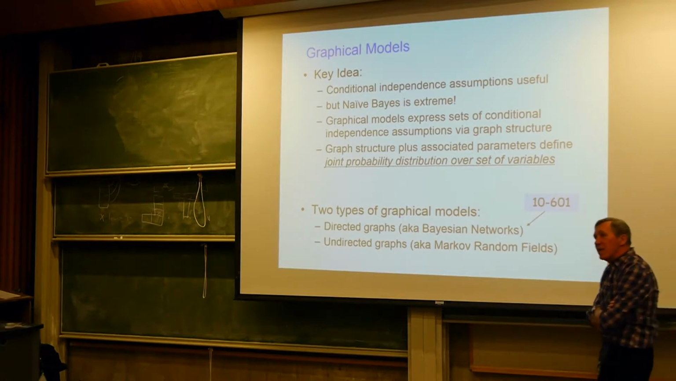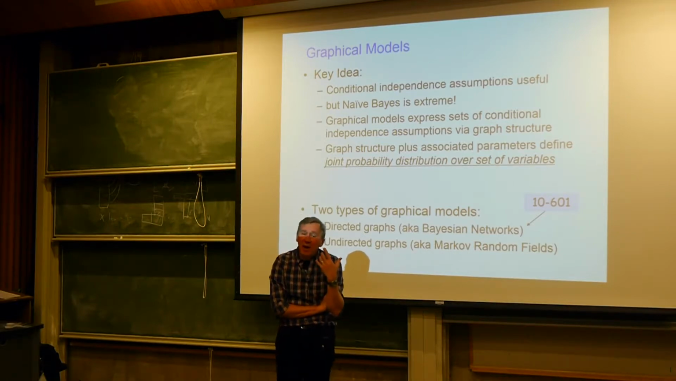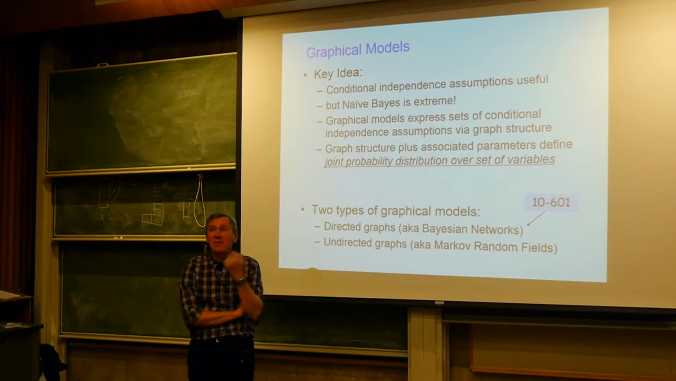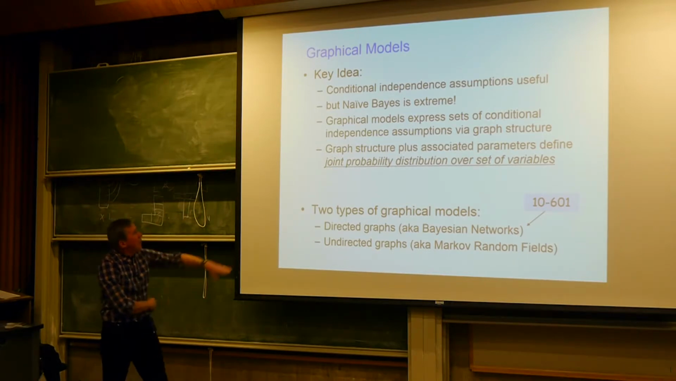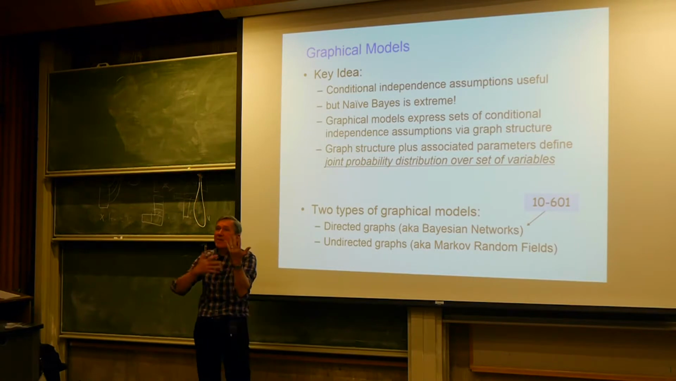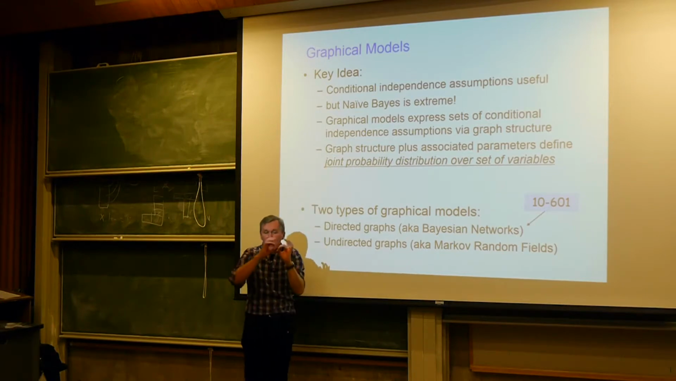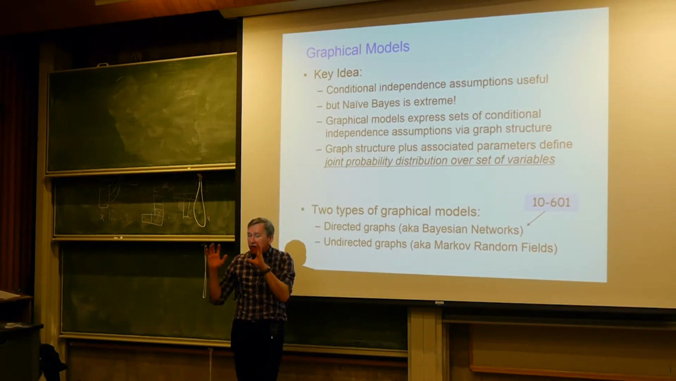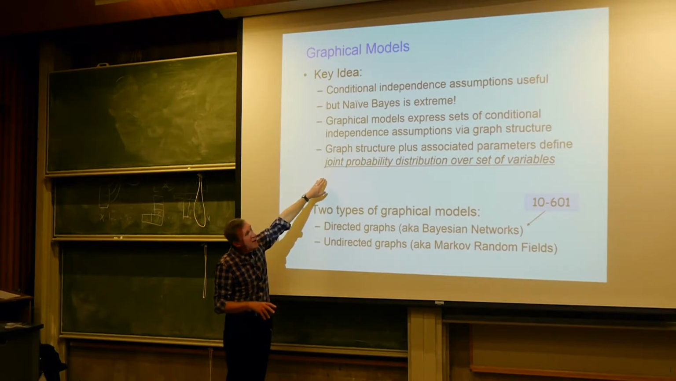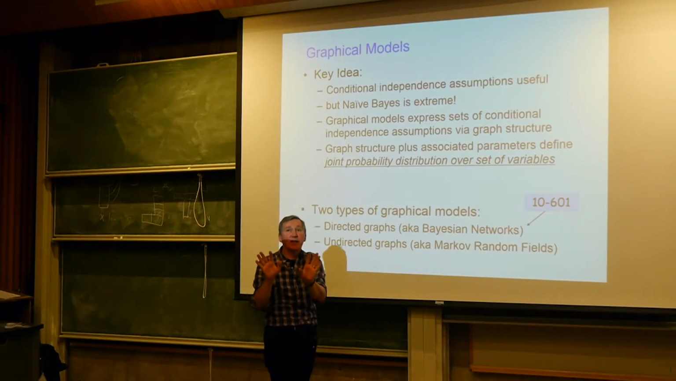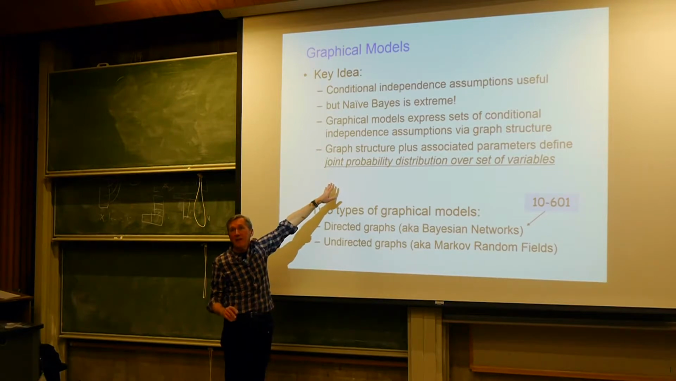That's making a whole bunch of conditional independence assumptions. In many cases, we really just want to make certain conditional independence assumptions and not others. And Bayes nets is a framework that allows us to do that in a way that leads to very useful learning algorithms. So that's what we're doing. One way to think about graphical models, which I'm using as a synonym for Bayes nets, is that they're a way of drawing a graph with nodes and edges that encodes a set of conditional independence assumptions. And that graph structure plus a bunch of parameters that we're going to have to estimate from the training data, learn from the training data, then define a joint probability distribution over a set of variables.